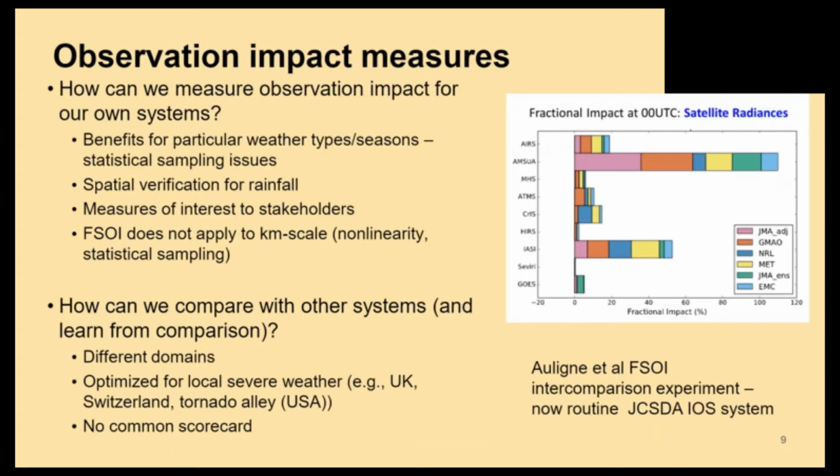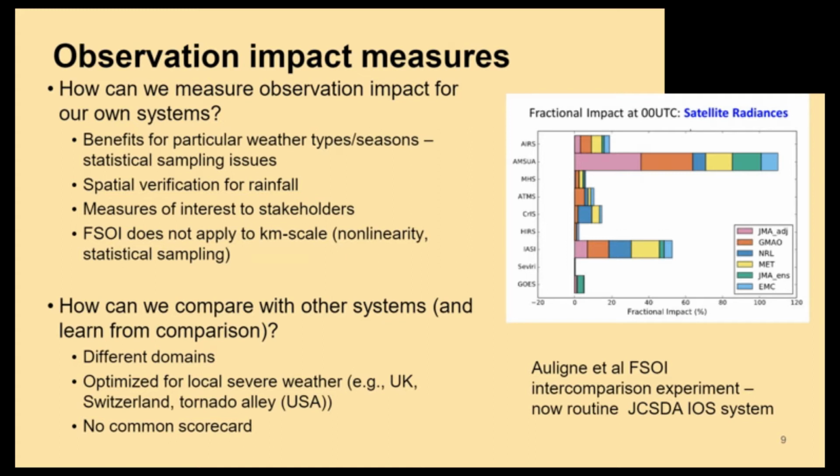So an example here of observation impact measures on the right is FSOI for global models. So this has become very popular now. There's a routine system that's run by JCSDA comparing the FSOI observation impacts between different centres. And this plot is for satellite radiances and tells you about the different impacts of the different instruments at each different centre, with each colour being a different centre. And that's quite useful because the centres can compare between them what the impacts are, and then they can understand, well, how can we get more impact in our system out of this observation type? And so it gives you a basis for comparison.